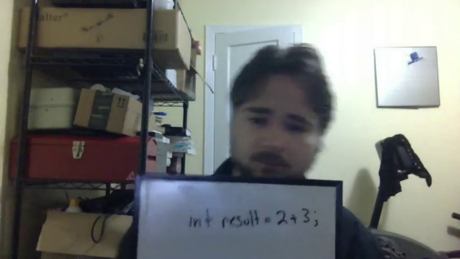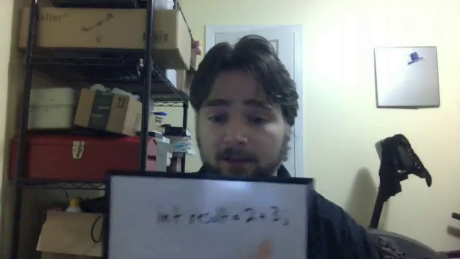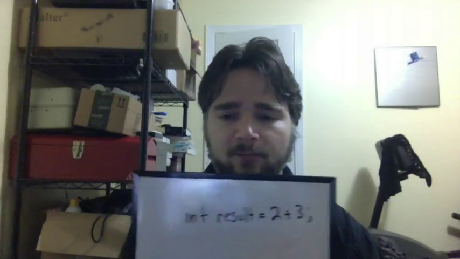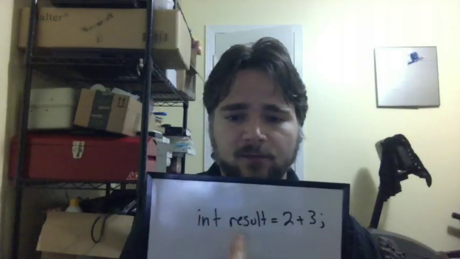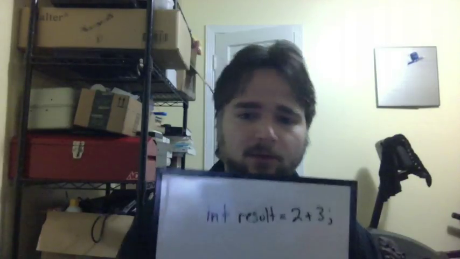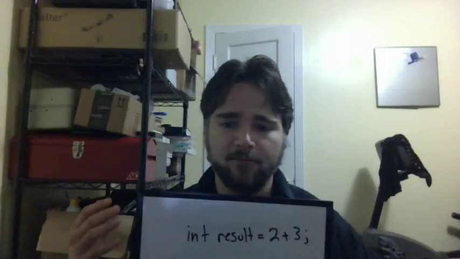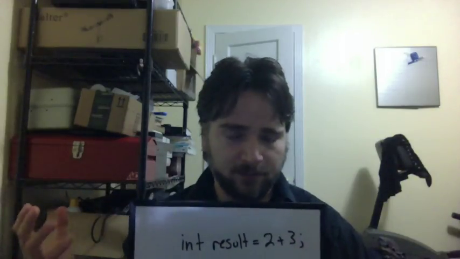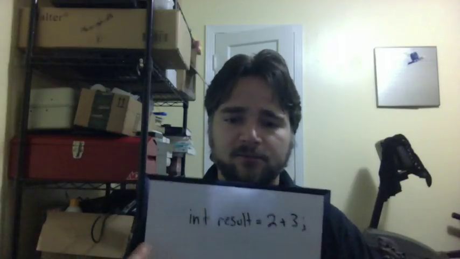Okay, so here we have the same idea. We're adding 2 and 3, but it's different, right? So we have this one word, int, and then we say result equals 2 plus 3 semicolon. Now there's some stuff going on here, right? There are some things that we can unpack, quite a bit, but the important thing I want to get across is that this is valid C++ code.